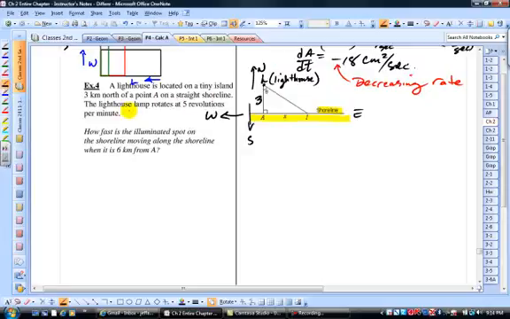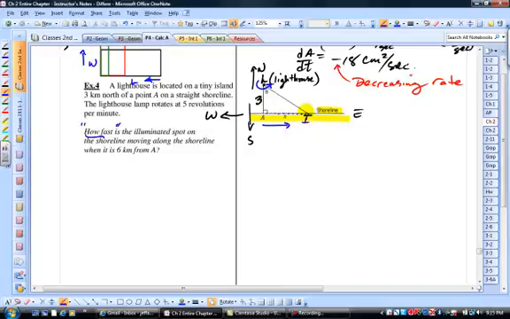Okay, the lighthouse lamp rotates at 5 revolutions per minute. 5 revolutions. That means full turn per minute. So 5 full turns per minute. How fast is the illuminated spot on the shoreline moving along the shoreline when it's exactly 6 kilometers from point A? Okay, so what's happening here is that it's rotating in, we'll say, a counterclockwise direction here, and the spotlight starts here at point A, but then it moves this direction, like this, and then the question is how fast is the illuminated spot moving?